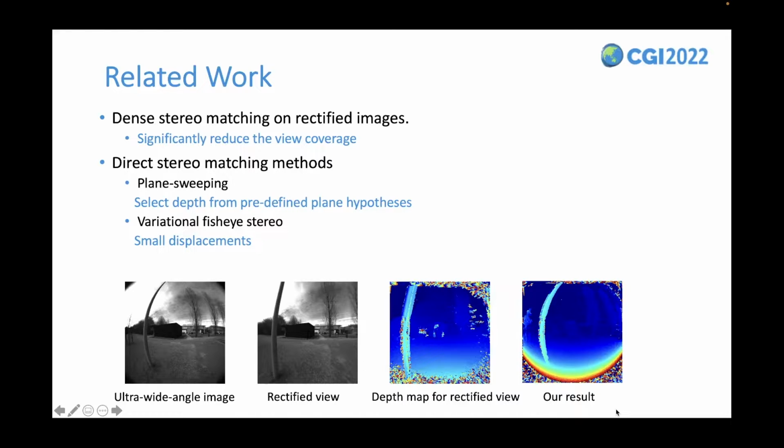of the image. There are also some direct stereo matching methods, such as plane sweeping and variational fisheye stereo. While plane sweeping tends to select a depth value for each pixel from the predefined plane hypotheses, this may miss the correct depth values. The predefined possible planes are limited, while the number of candidate planes is infinite. Variational fisheye stereo can only apply to ultra-wide-angle stereo pairs with small displacements.